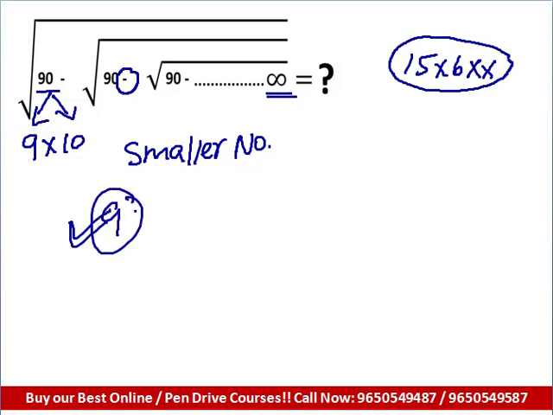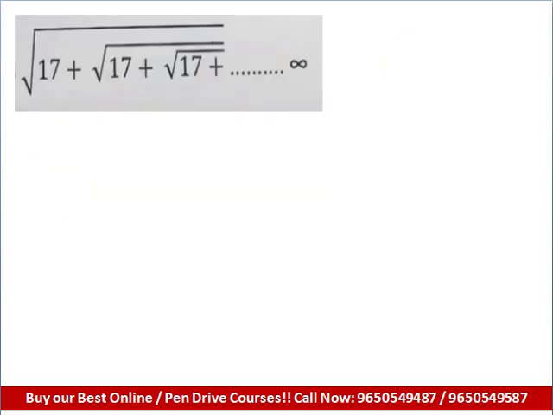The final answer to this complicated looking question is 9. Look at the shortcuts. These are really helping us save time. If you know the method, you can just look at the question and mark 9 as the answer. Now let's look at the next question.